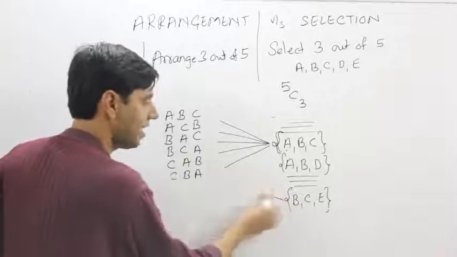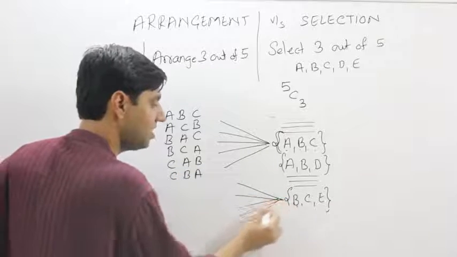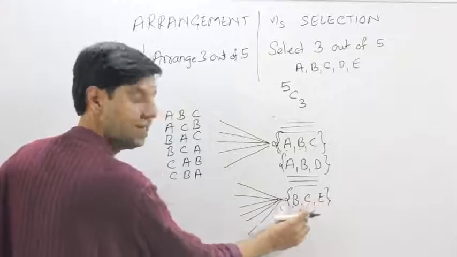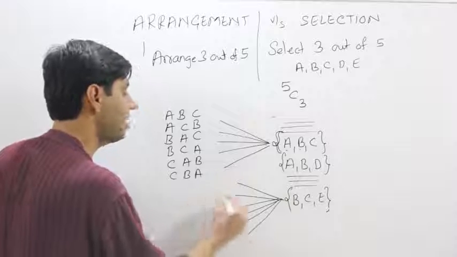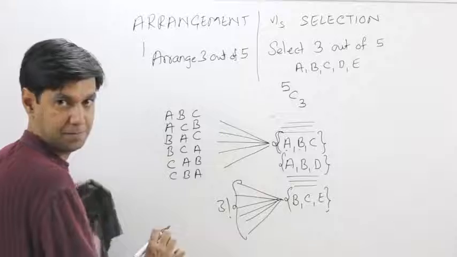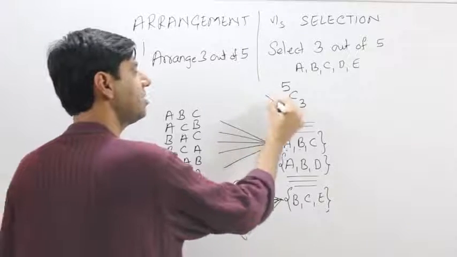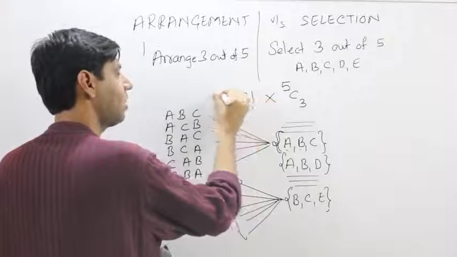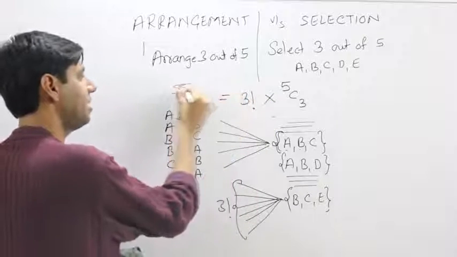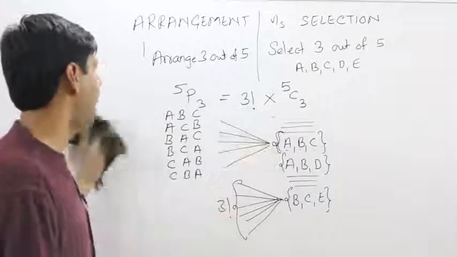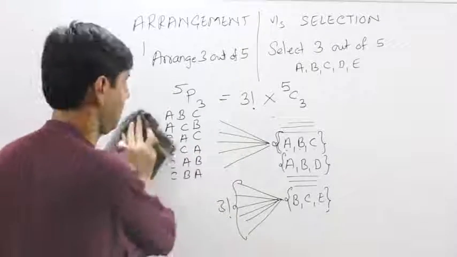Could I take another team and could this again be arranged in more ways? The 3 members B, C, E arranged among themselves is nothing but 3 factorial, that is 6 ways. Right? So could I say each of this 5C3 is multiplied by 3 factorial to give us the number of arrangements 5P3. That is the relation between an arrangement and selection as such, right?